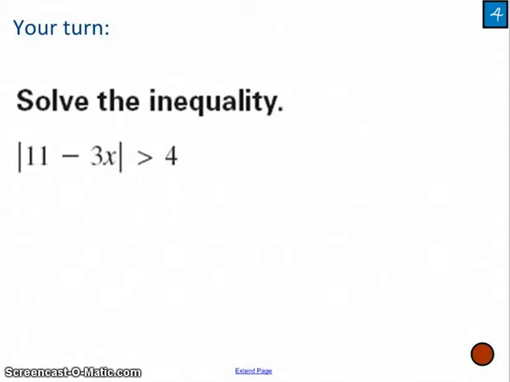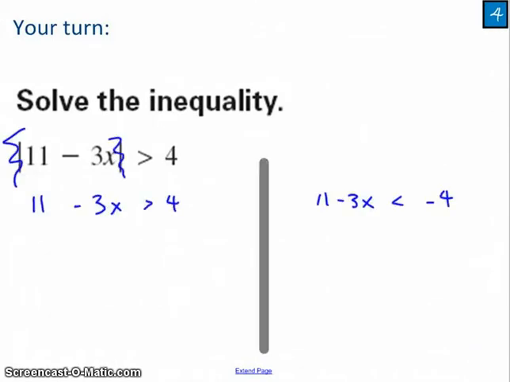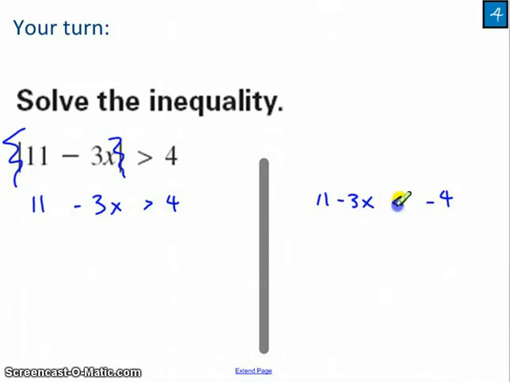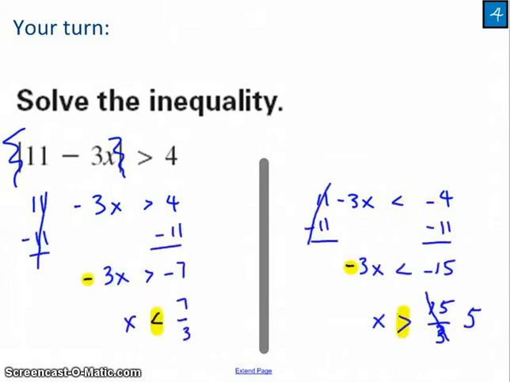Okay, I'm going to assume that you did that, and you got rid of the absolute value bars and created two inequalities for yourself. Most importantly, I'm going to assume that on the right, you changed the arrow direction and you changed the sign on the one on the right. And you should have solved them all the way down to find that x is less than 7/3, and on the right, x is greater than, well, either 15 over 3 or 5.